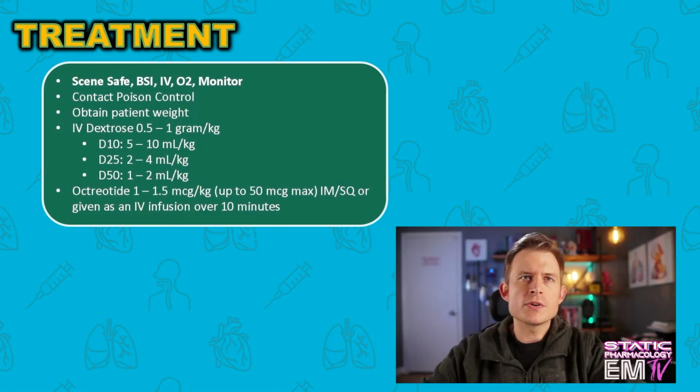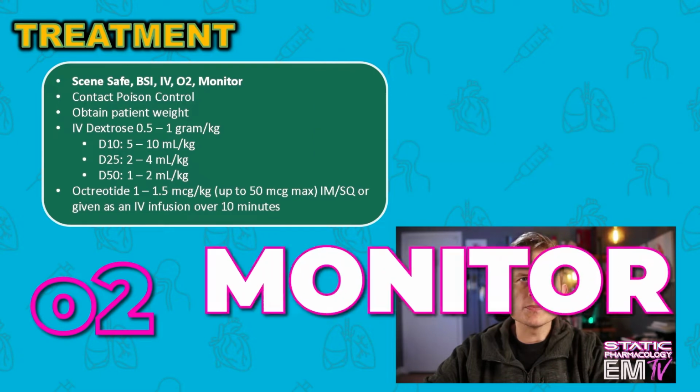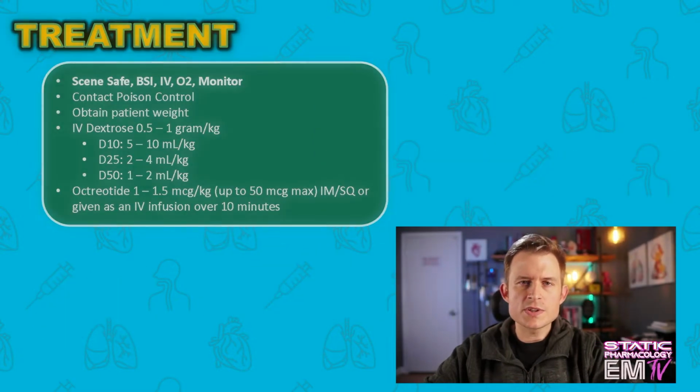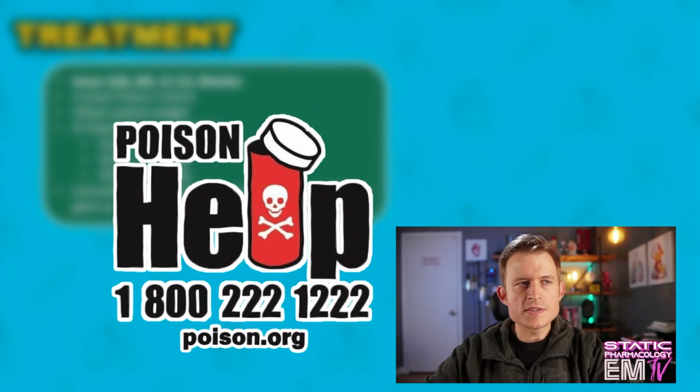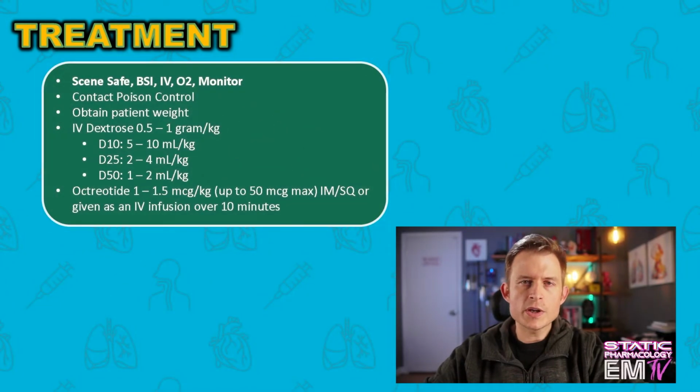Just like all my other cards, I'll begin treatment by regurgitating the mantra: Scene Safe, BSI, IV, O2, Monitor. The next thing I'll do is contact Poison Control, and this is simply because this is an overdose, and they are the most up-to-date authority on all things poisonings. After getting recommendation from Poison Control, I'll then proceed.